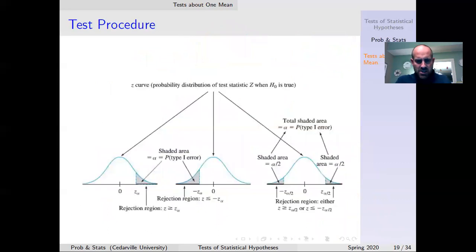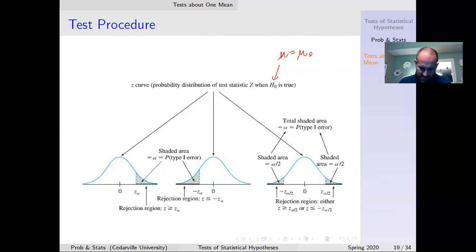So here's just a pictorial rendering of what's happening here. I'm under the assumption that H0 is true. Remember that H0 is just the assumption that mu is equal to mu zero. I go over and from x bar I subtract mu zero, divide by the standard deviation, sigma over the square root of n. And then you are in the standard normal distribution.